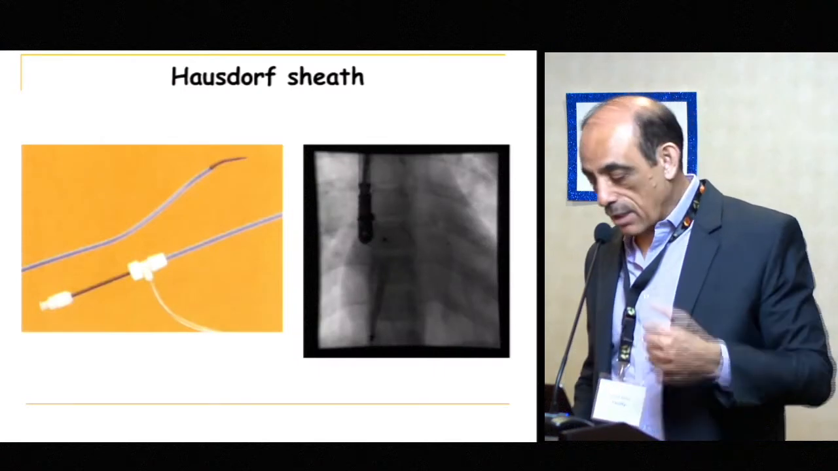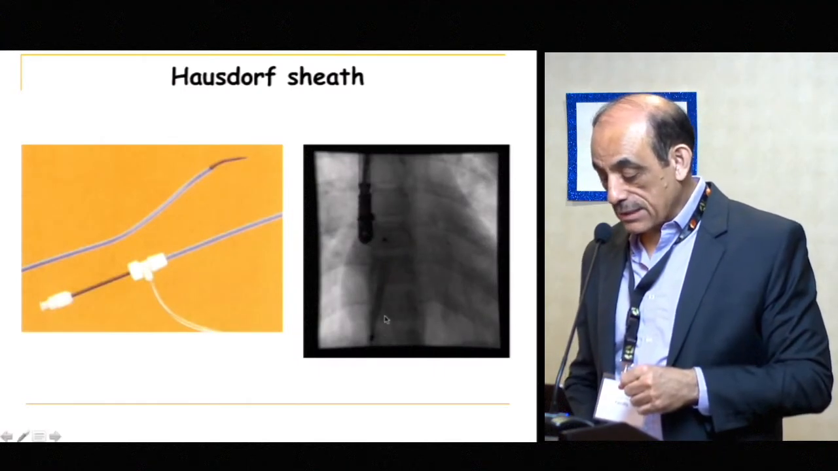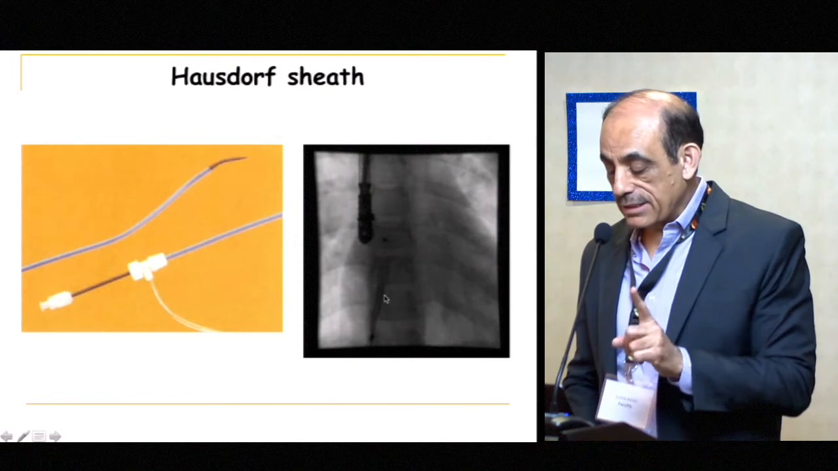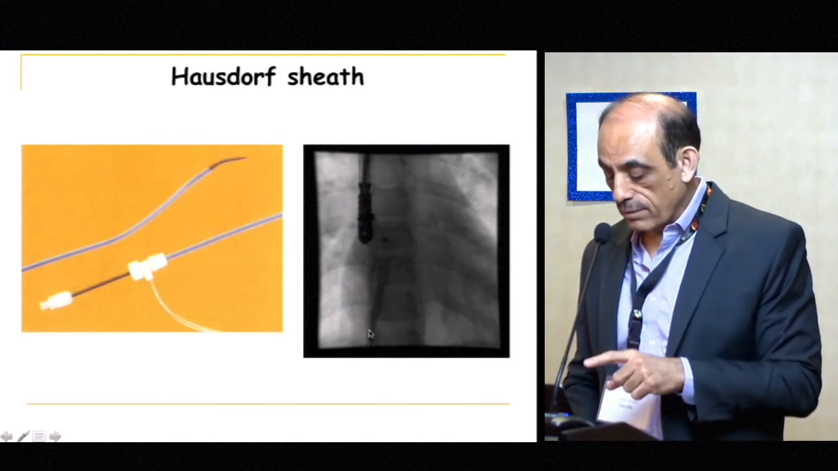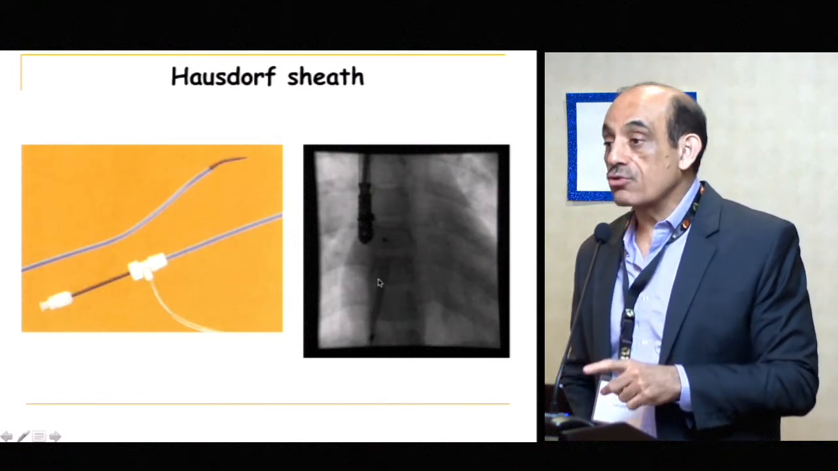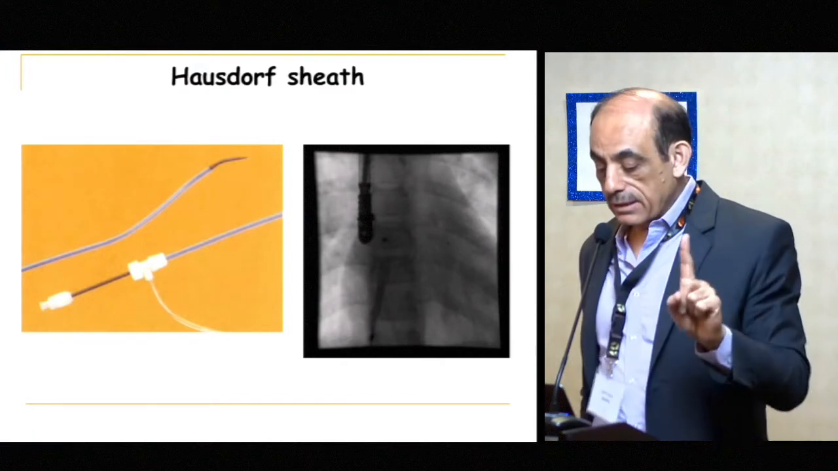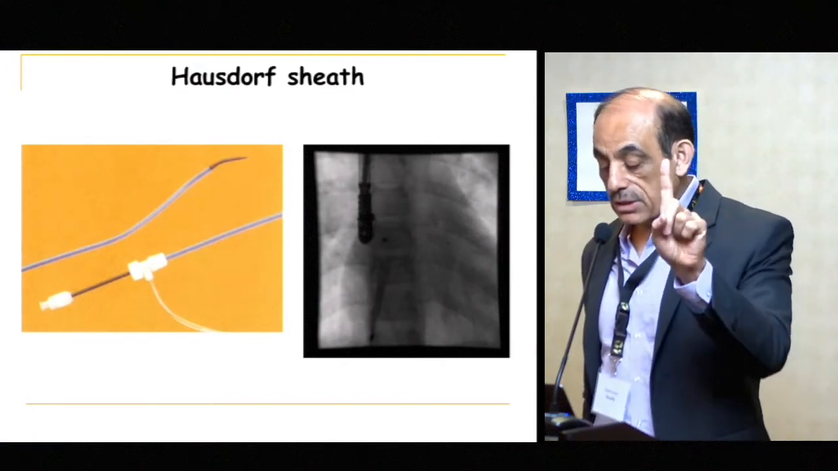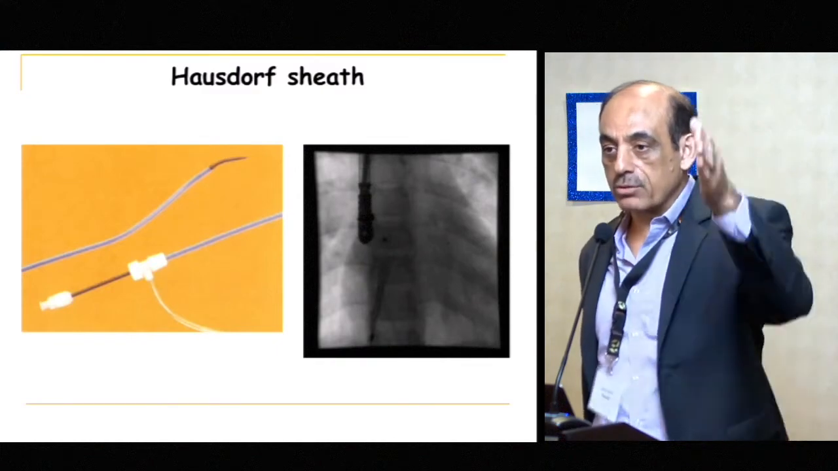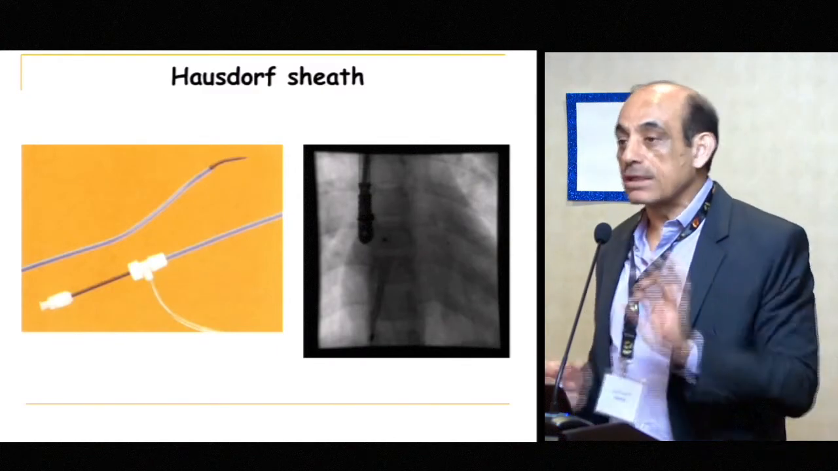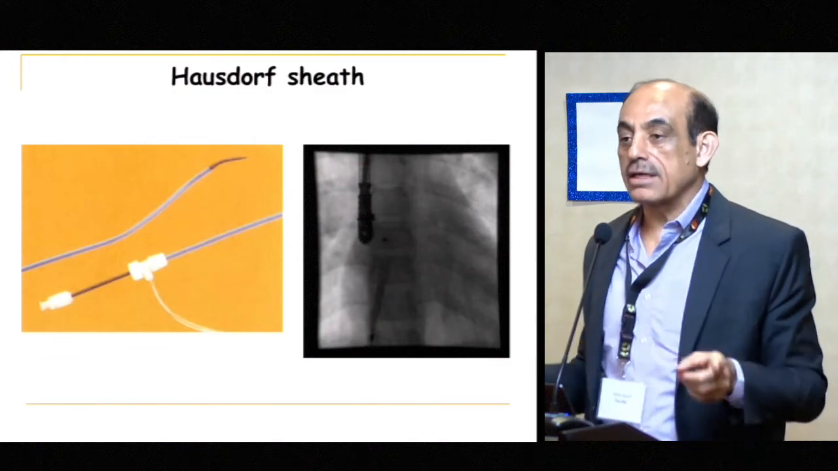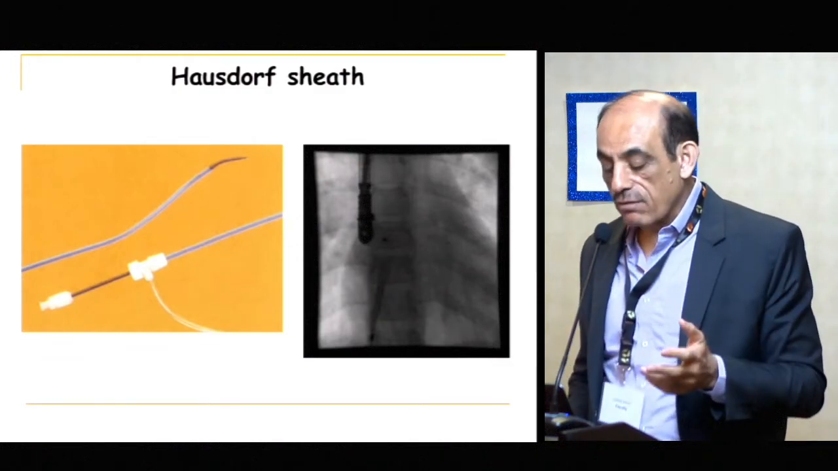So this is the Hausdorff sheath, and if you notice, this is the Hausdorff sheath on the right side. This is not an angiogram, it's live fluoro I mean. See how straight the Hausdorff sheath is as compared with the spine. That's all you really need to do. If you can do that with any sheath, you will have very little problem.